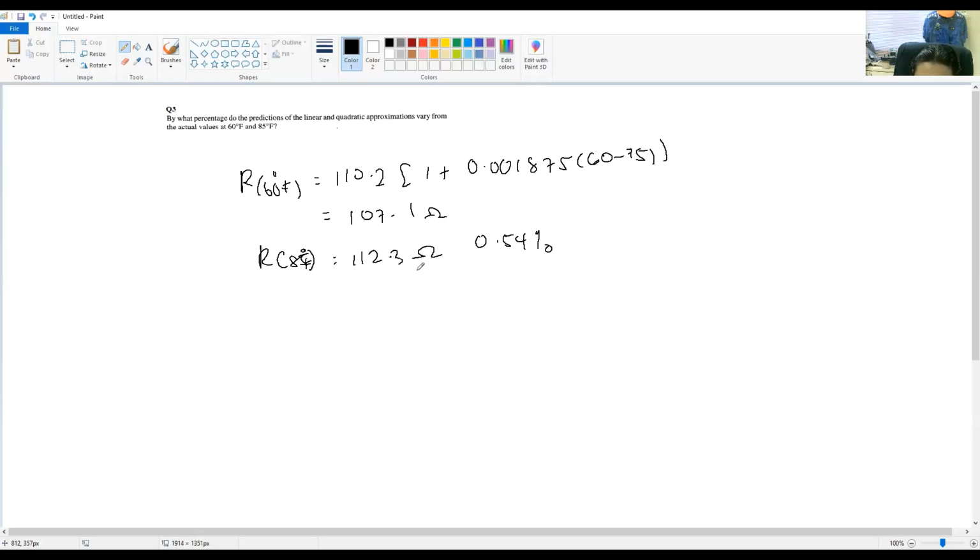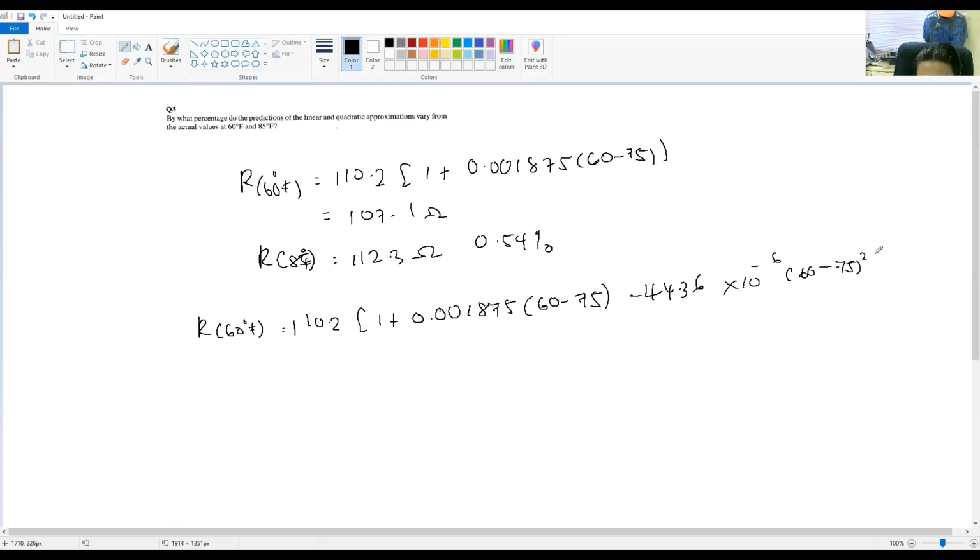So the quadratic model from the example finds the resistance to be, from the previous alpha we get, R at 60 Fahrenheit equals 2 plus 1, 0.001875, 60 minus 75, minus 4.36 multiplied by micro 60, based on the second equation, to the power of 2. You can use your calculator to get the answer, which will be 106.0 ohms for R at 60 Fahrenheit.